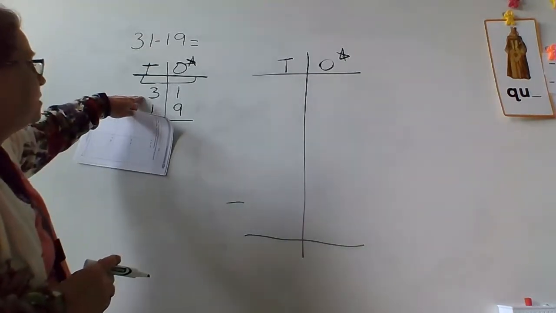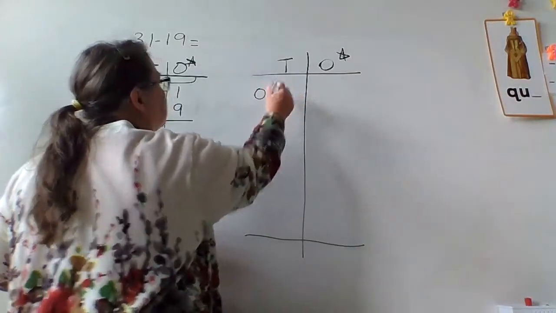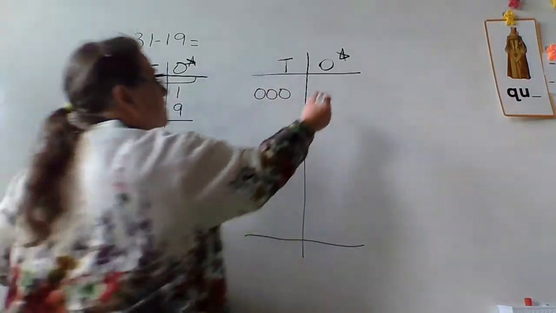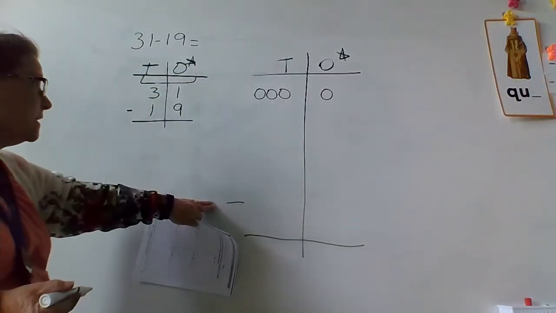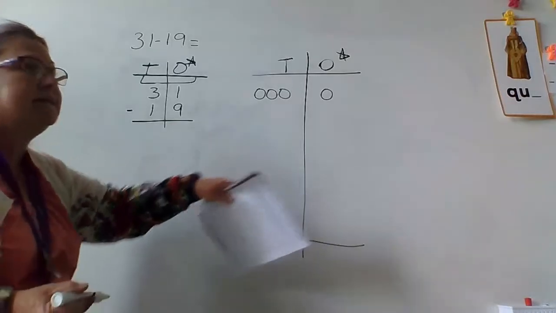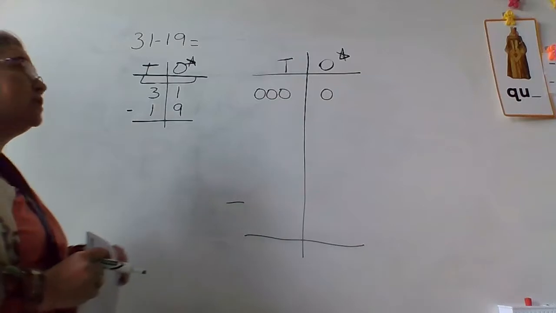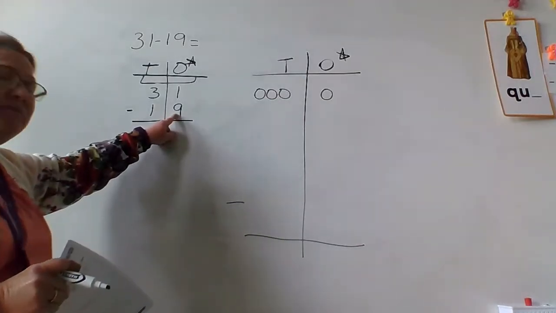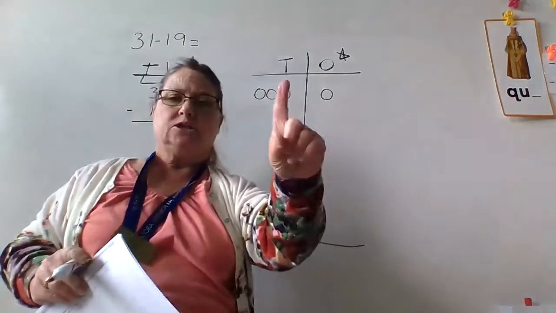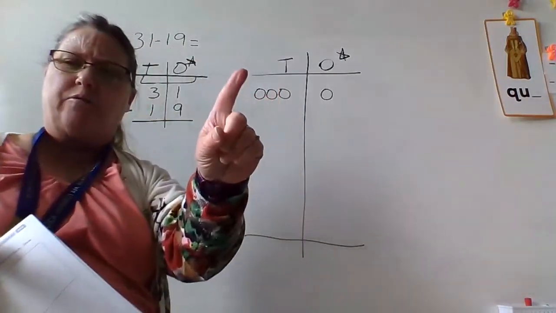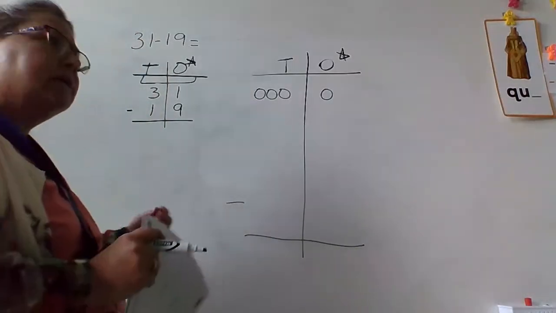I'm going to start with my 31. I have 3 10s. 1, 2, 3. I have 1 1. 1. I'm subtracting. So I'm not going to draw 19 circles down here. I'm taking away. So I'm looking at my ones. I have to have 9. I have to cross off 9 circles. I have 1 circle. Can I cross 9 out of 1? No, I need to get some more circles.